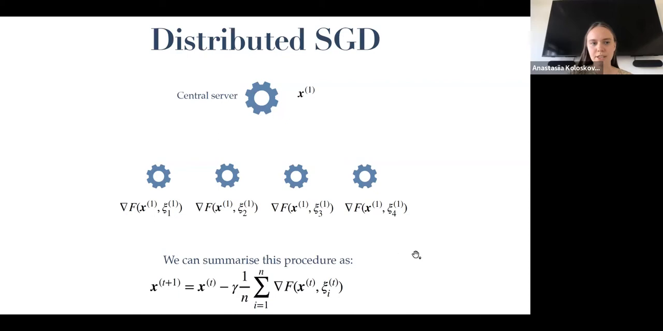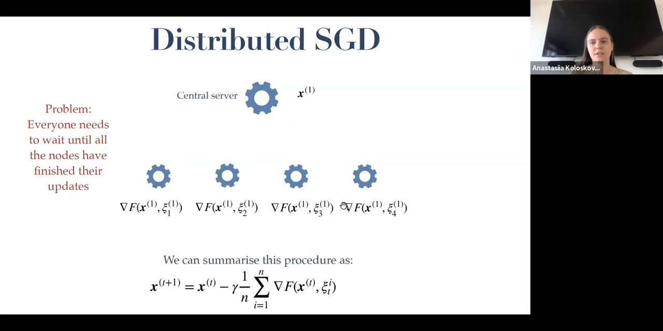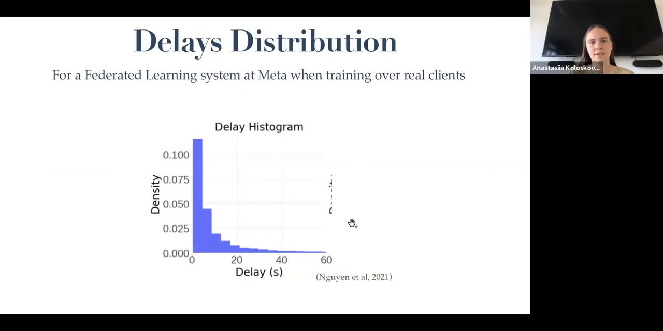But it has a problem. If some of the workers are slow, or accidentally slow, then at every iteration this algorithm needs to wait for all the workers. So there is some time when the fast workers have already finished computing, but we still need to wait for the slow workers. And this problem also arises in practice. For example, there was a paper which showed the delay distribution for a real federated learning system at Meta. And you can see that different clients might have a different delay in seconds.